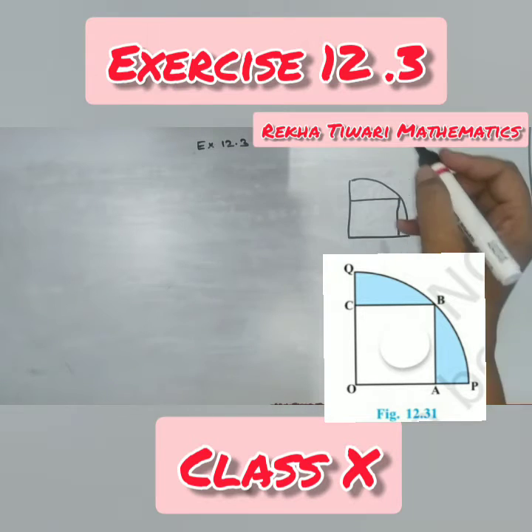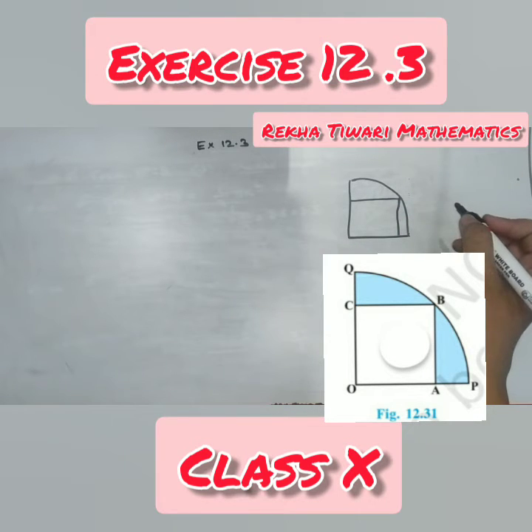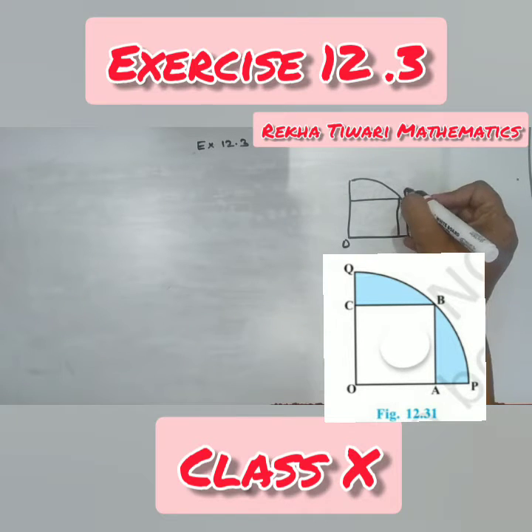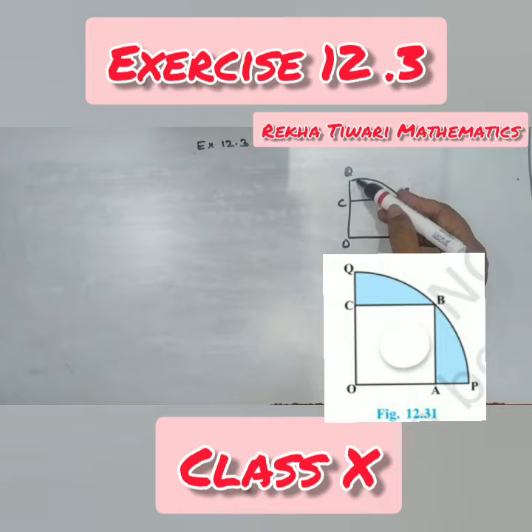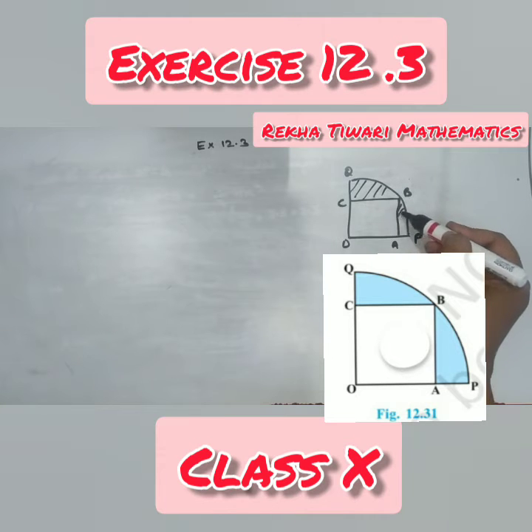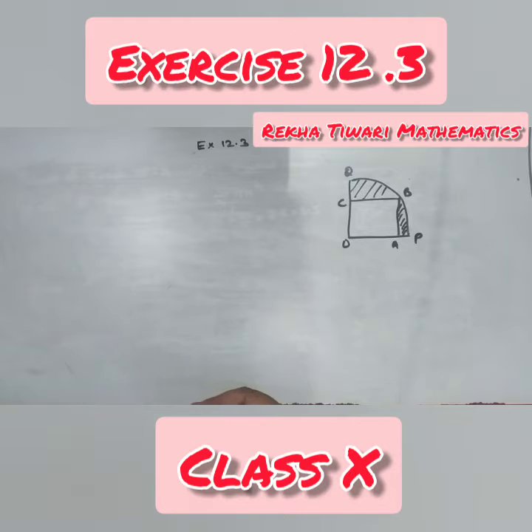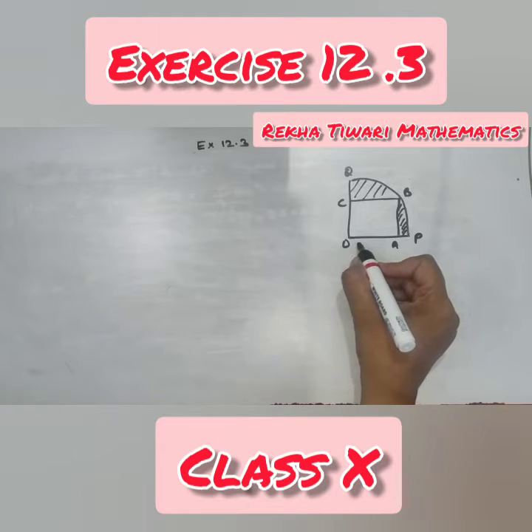The name of the quadrant is given to you. It's OPBQ. And the name of the square is OABC. This is the shaded portion. You have to find out the area of the shaded portion. Pi is given to you as 3.14. What else is given? OA is given to you.